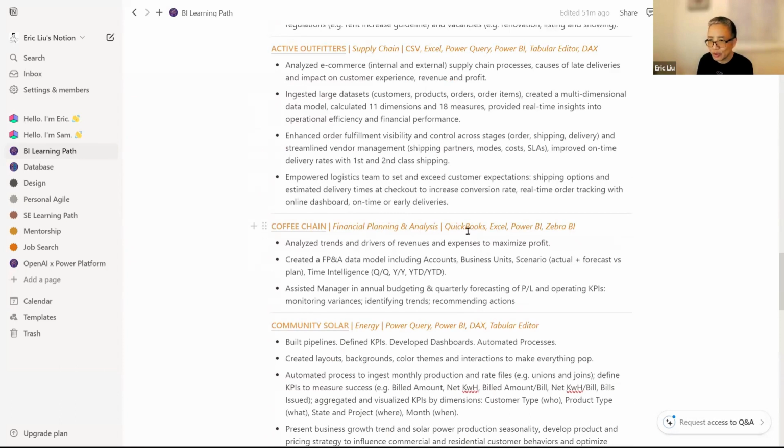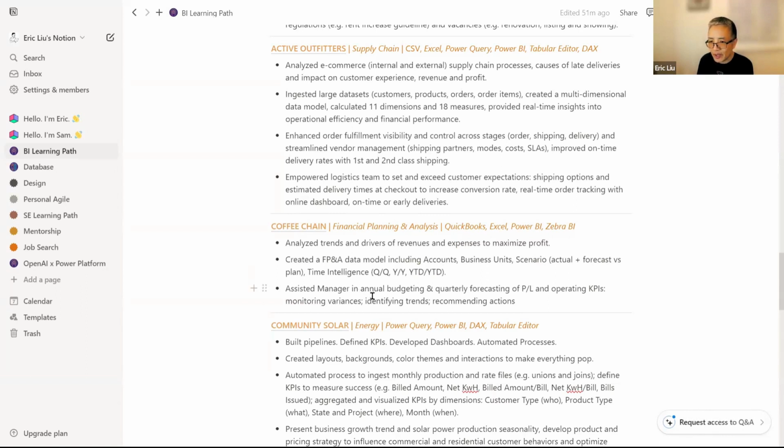And you work with QuickBooks, Excel, Power BI, and Zebra BI. And you analyze trends and drivers of revenue and expenses to maximize profit. You create a P&L data model, including accounts, business units, scenario. So it's actual plus forecast versus plan. And you will need to analyze the variance and the reasons and time intelligence. So you can compare these metrics quarter over quarter, year over year, year to date over year to date.